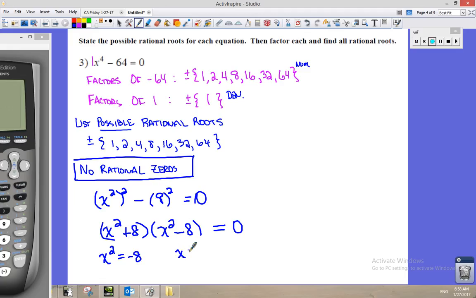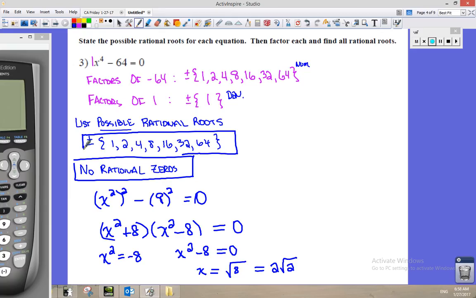Now over here, if we go to solve this, we've got x is the square root of 8. That is an irrational number, and that simplifies to square root of 4 times the square root of 2, where the square root of 4 is 2. So I agree that here was our list, and none of these numbers in the list were a 0. So those are the only possibilities. There are none for this.